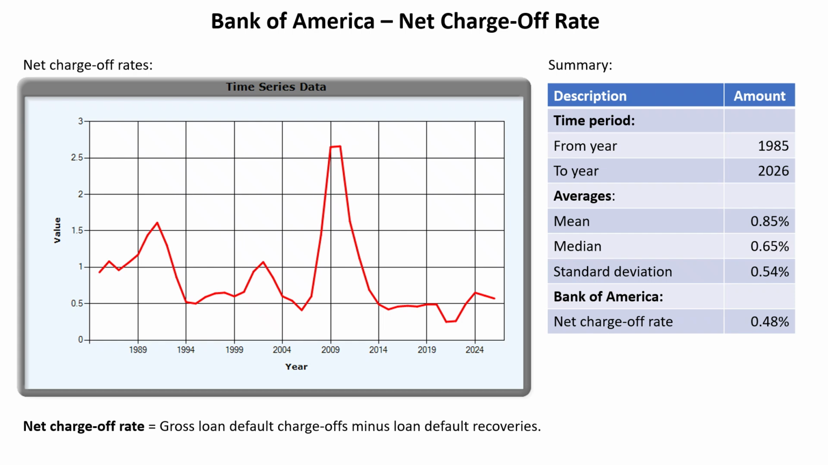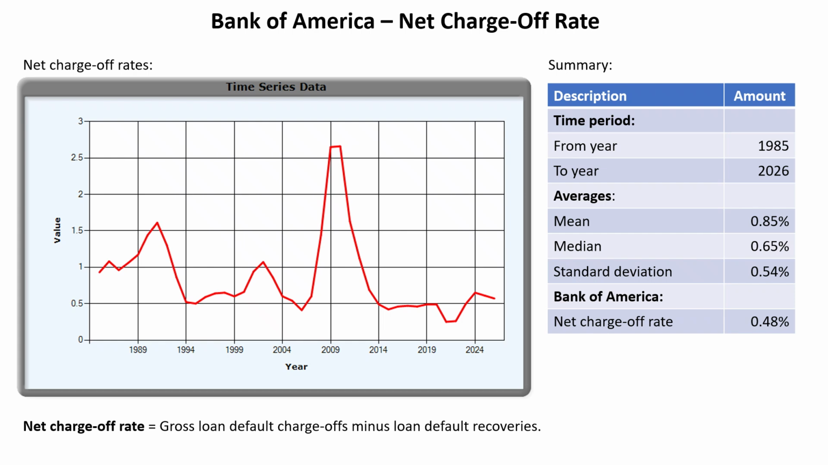The mean or the average charge-off rate was 85 basis points. The median was 65. And the charge-off rate for Bank of America is about 48 basis points. If you look at that graph, you'll see that 48 basis points corresponds pretty much to the 2026 average of a little bit above 50 basis points. And that 48 basis point net charge-off rate, that's a good times rate.